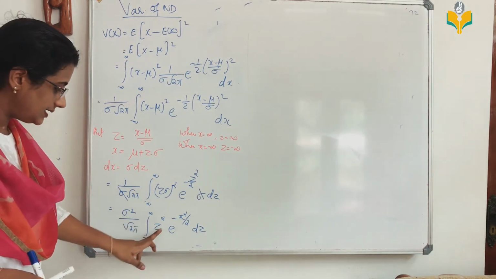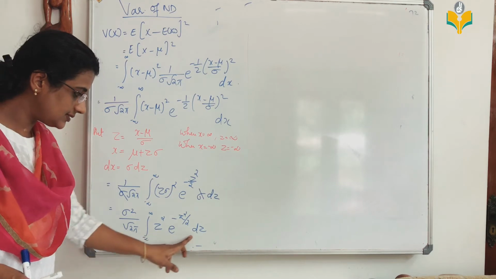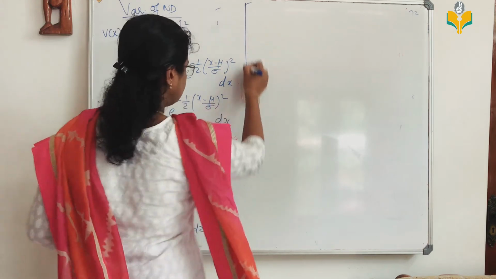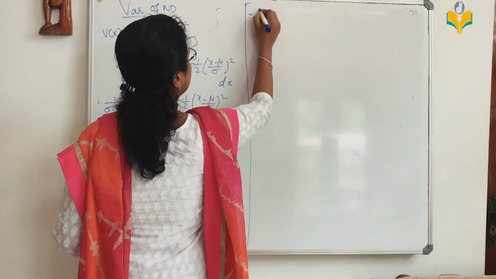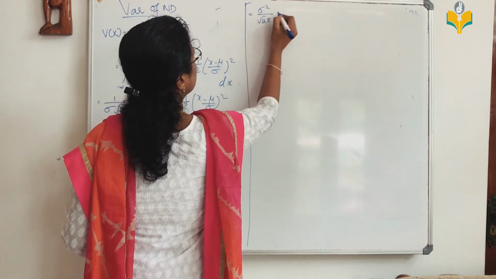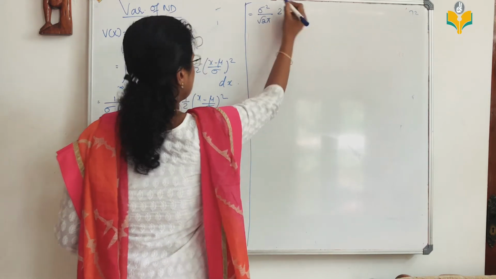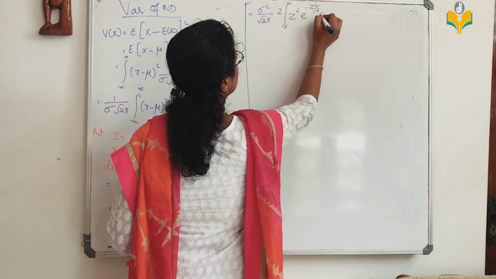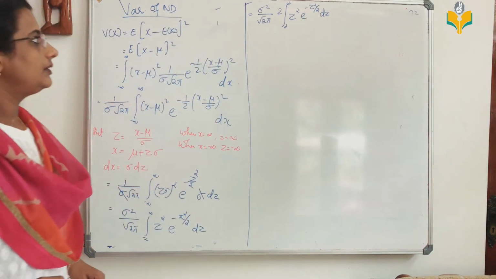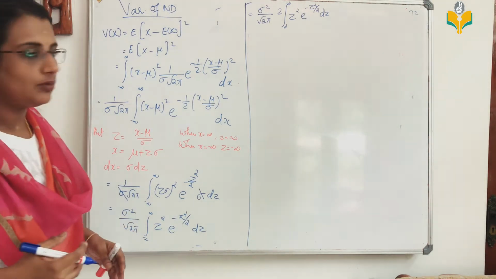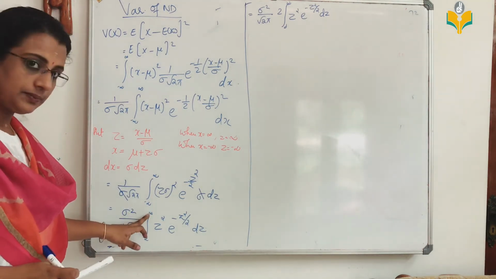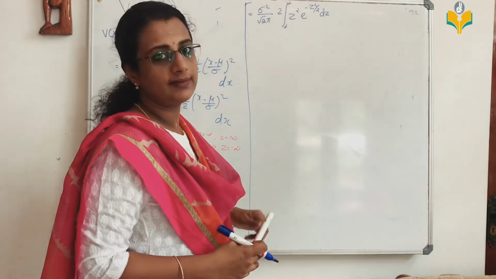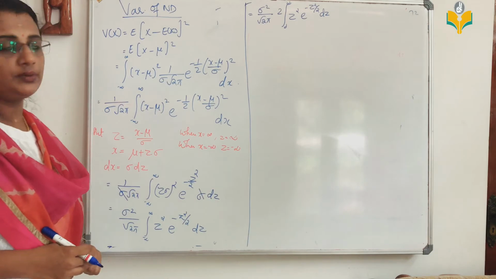Alright. Now all that x term changes to the z term. Now integral minus infinity to infinity z square into this term is an even function. So we can write this as equal to sigma square divided by root 2 pi into 2 into integral 0 to infinity z square into e raised to minus z square by 2 dz. You already studied about the property of even and odd functions. So minus infinity to plus infinity of an even function will be written as 2 into integral 0 to infinity z square into e raised to minus z square by 2 dz.